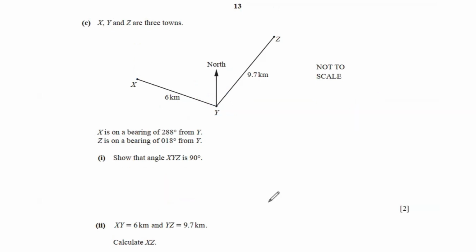Then it says XYZ is 6 kilometers and YZ is 9.7 kilometers. Calculate XZ. So if you remember from the previous part, this is a 90 degree. So if this is a 90 degree, that means this is a right angle triangle. So we can easily use Pythagoras to find XZ.